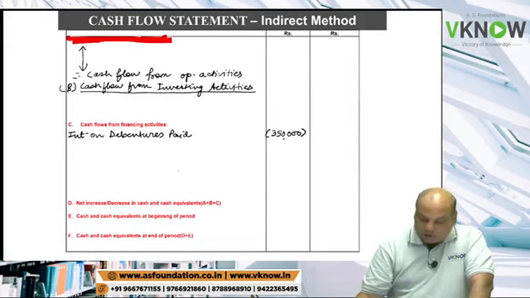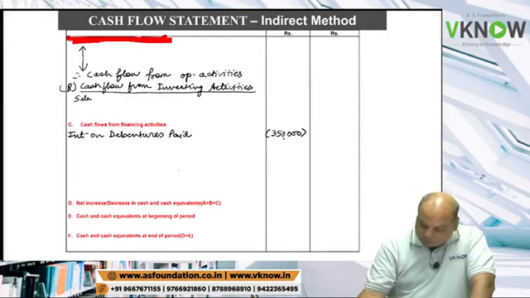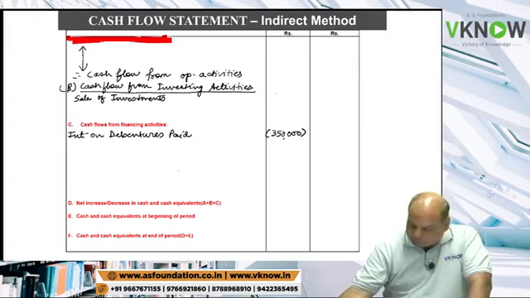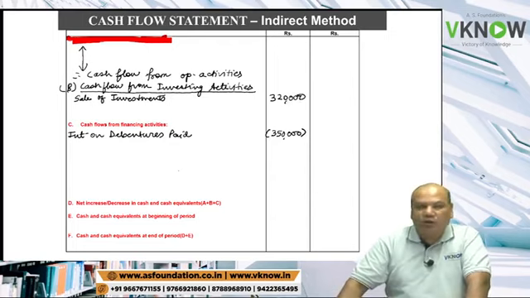In investing activity, write down sale of investment, positive number 3,20,000.